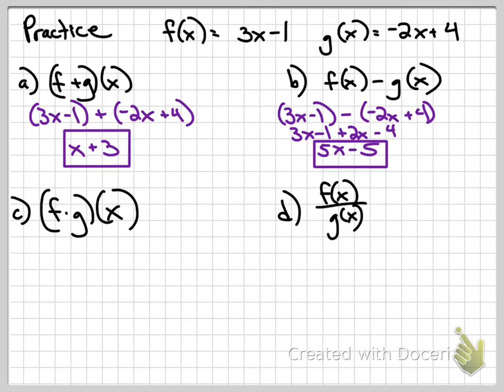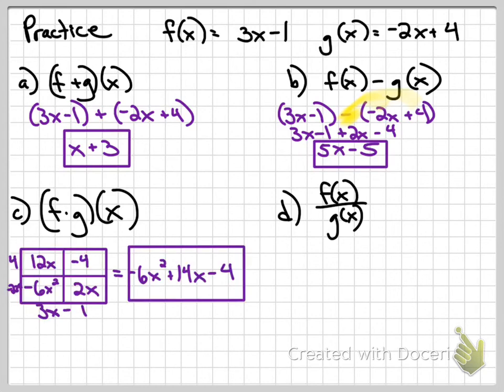Hopefully those were pretty straightforward for you. There's no restrictions, there's nothing crazy you have to do. Just be extra careful with that negative sign and make sure you distributed it. Go ahead and try C. Pause your video and multiply out C and see if you get the same thing as me. Okay, check your answer to C. I multiplied them out on an area diagram, combined like terms, and there's my answer.